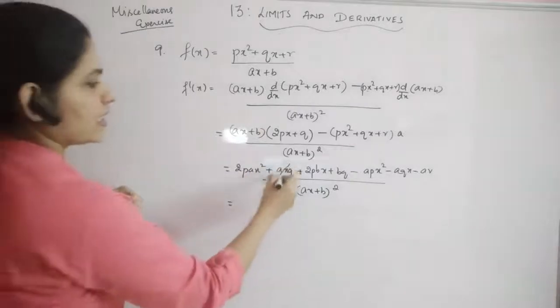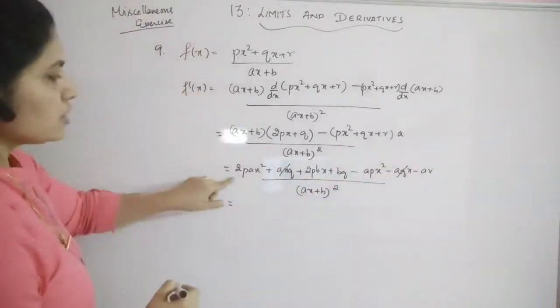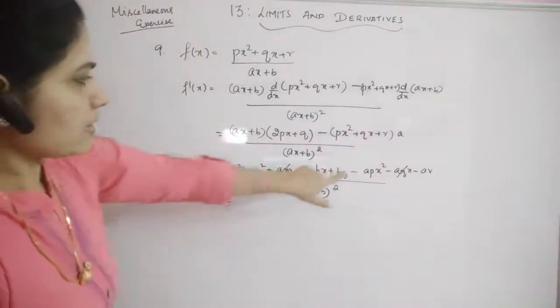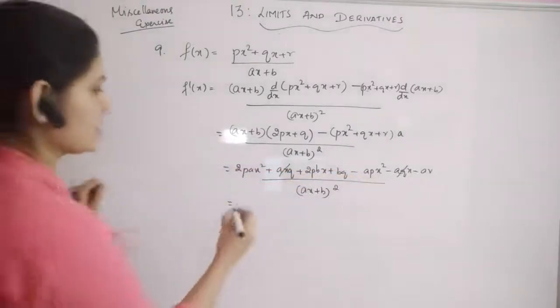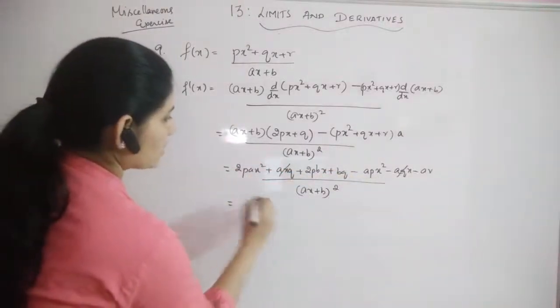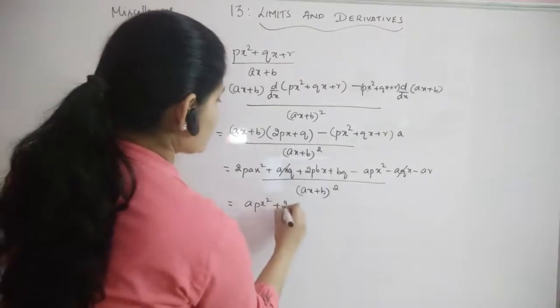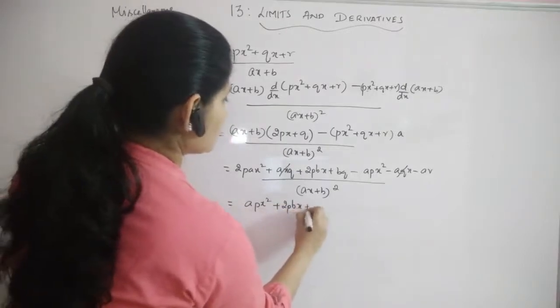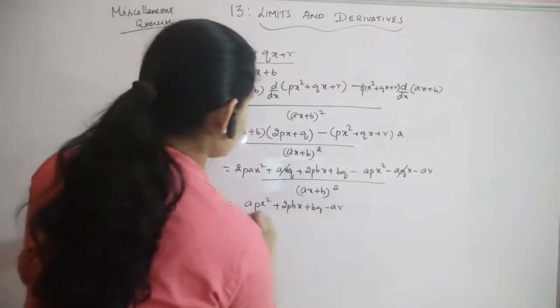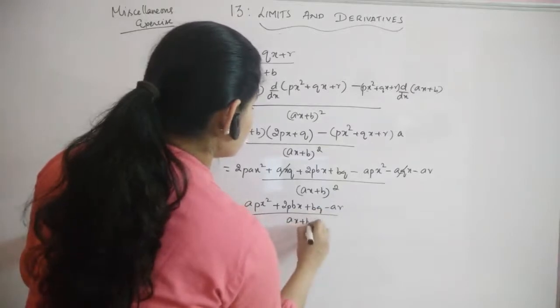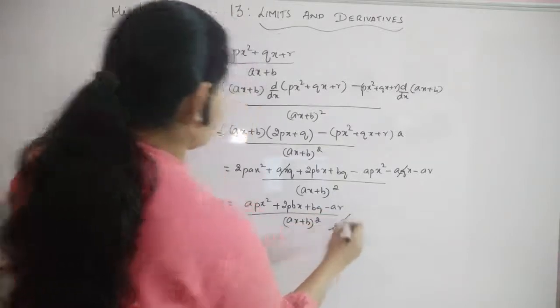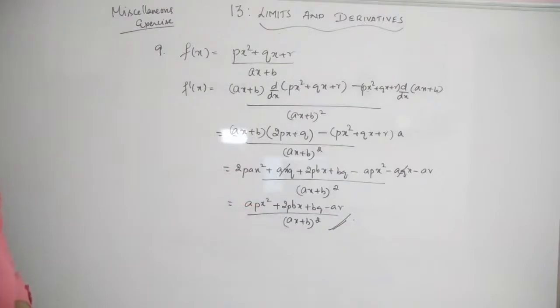Now just see, axq gets cancelled, and 2pax² and apx² combine. So you will get (apx² + 2pbx + bq − ar) divided by (ax + b) the whole square. That will be your derivative.